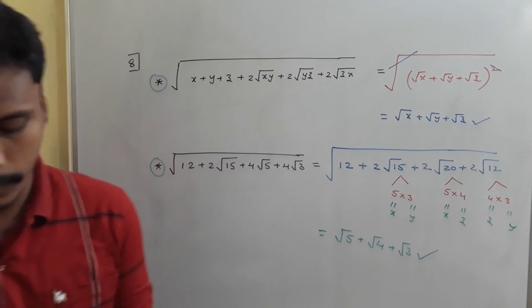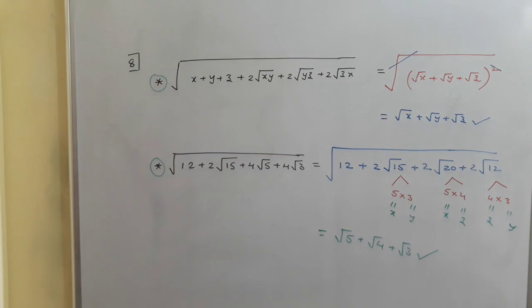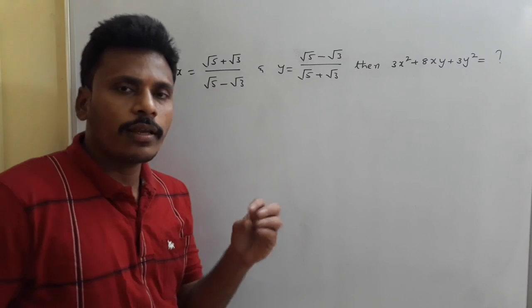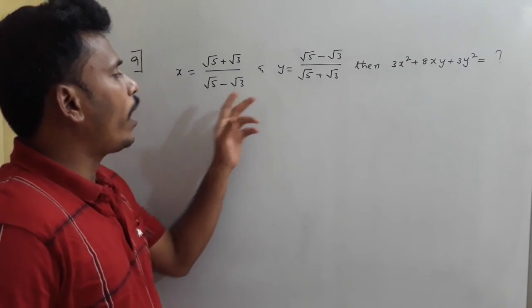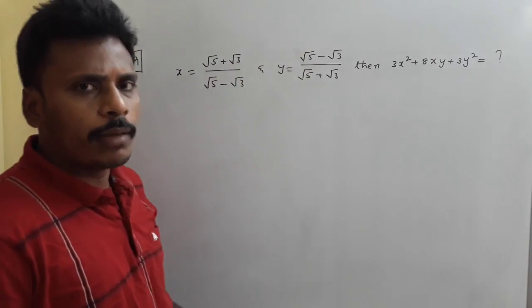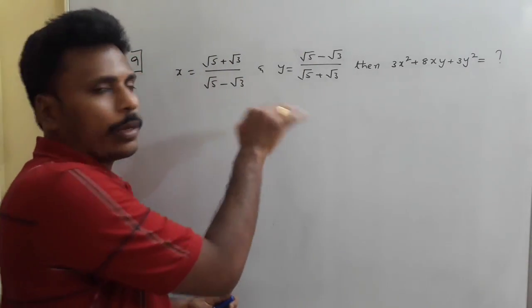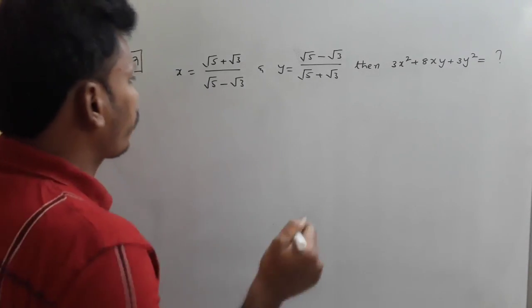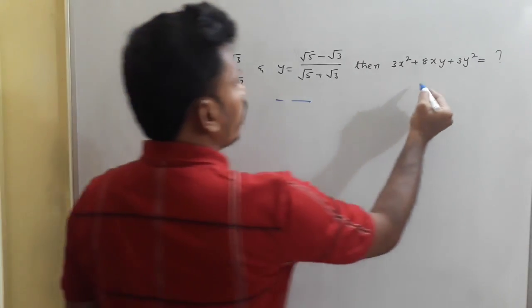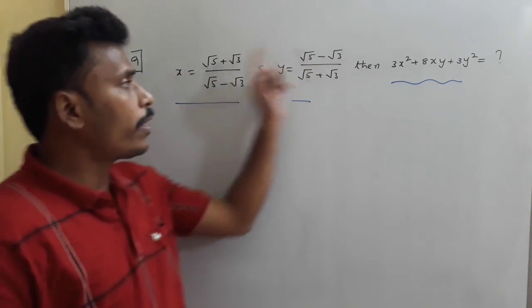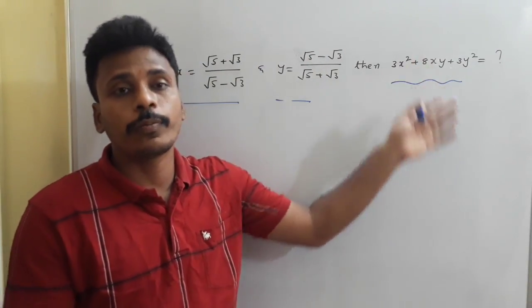Okay, just have a look. Another frequent model related to surds is this. The problem will give you two values x and y in terms of surds. Sometimes the value of x is 1 by 2 plus root 3 and the value of y is 1 by 2 minus root 3, like that also you will get. Since this is x and this is y, you need to find 3x square plus 8xy plus 3y square. Don't replace x and y directly here. It becomes a bit complicated.